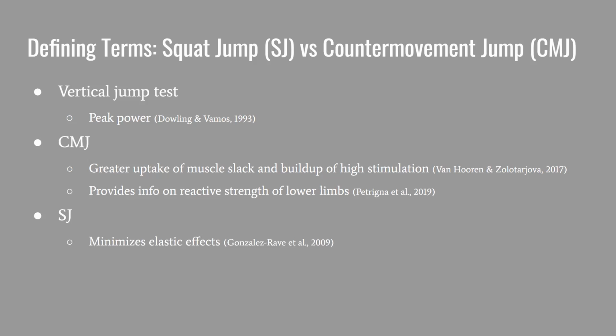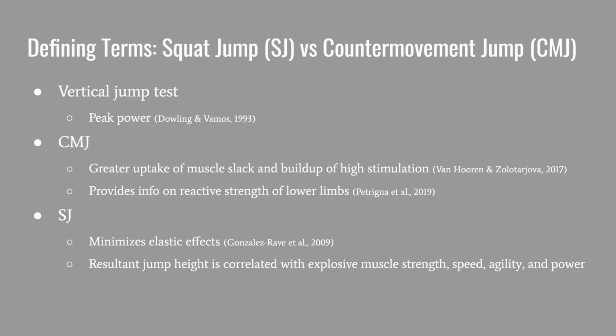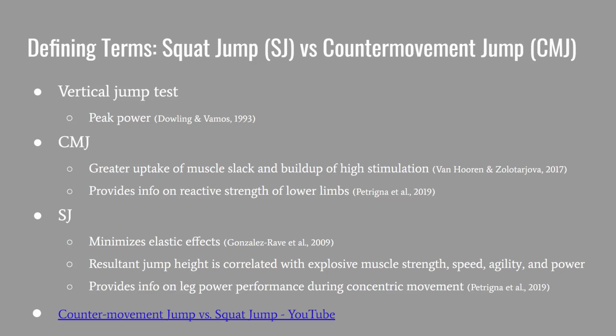Whereas in the squat jump, the participants descend to a stationary squat position and then hold it for 2 to 4 seconds before they actually take off. So this is going to minimize the elastic effects that would usually happen from the counter movement. And the resultant jump is correlated more with explosive strength, speed, agility, and power. And then it would provide more info on the leg power performance during the concentric movement, which is the upward part of the squat.